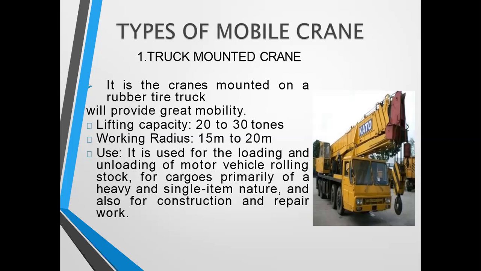Factory calculated charts are used by crane operators to determine the maximum safe loads for stationary work as well as load and traveling speeds. Truck cranes range in lifting capacity from about 14.5 US tons to about 1300 US tons. Here, the lifting capacity is 20 to 30 tons and the working radius is 15 meter to 20 meters.